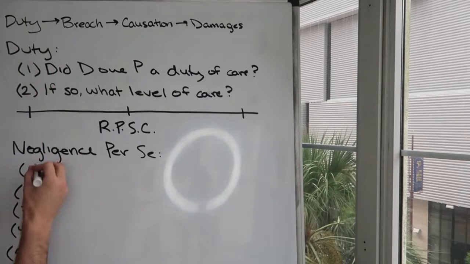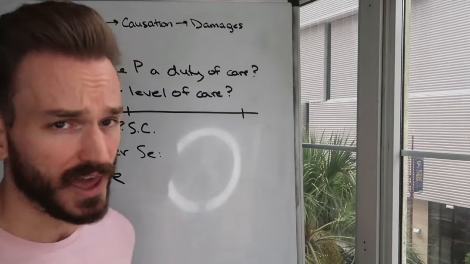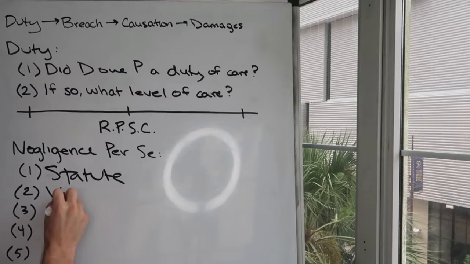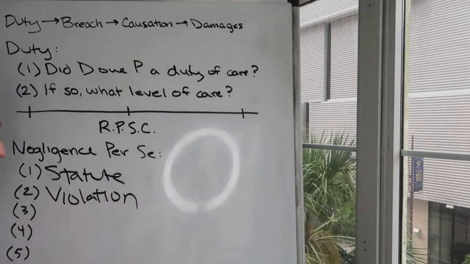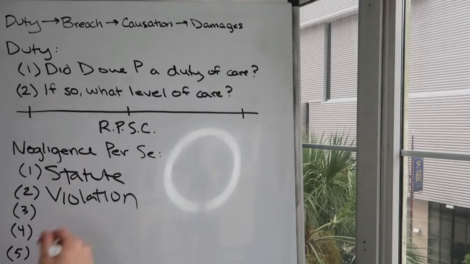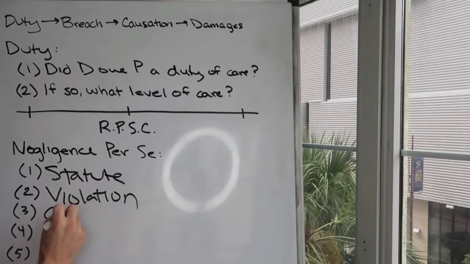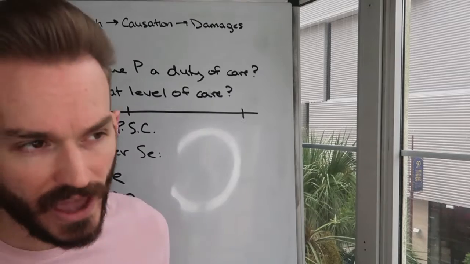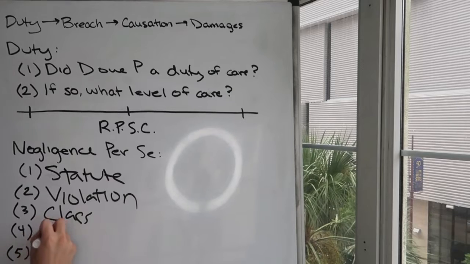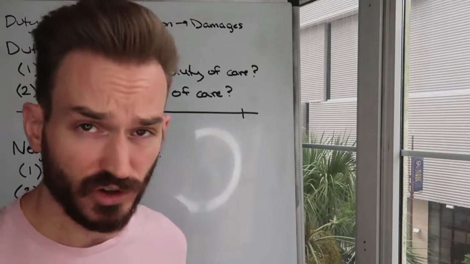Number 1, you're going to need a statute that imposes a duty of care on the defendant. Number 2, you're going to need to determine whether the defendant violated that statute by failing to perform the duty of care imposed by that statute. Number 3, you're going to have to determine whether the plaintiff was in the class of people that the statute was designed to protect. Number 4, you're going to have to determine whether the plaintiff sustained the type of harm that the statute was designed to protect against.